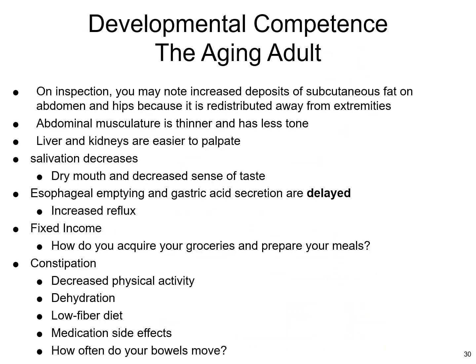When we are assessing older adults, you will note that there is increased deposits of subcutaneous fat on the client's abdomen and hips. This is because it is redistributed away from the extremities. So when you assess their hands or arms and legs, they're going to be slightly smaller. They're going to start to lose muscle mass around their abdominal area. They may present as thinner with less tone, so you may be able to palpate the liver and kidneys on these clients.